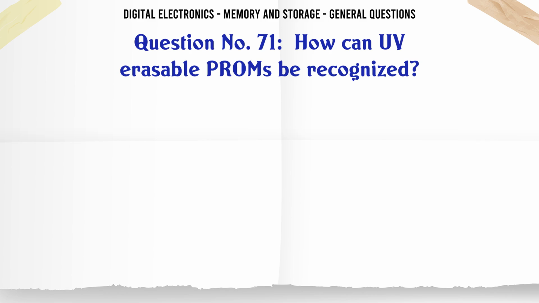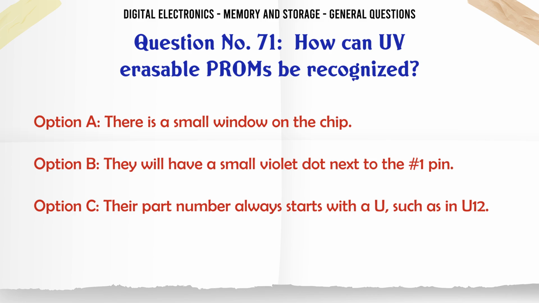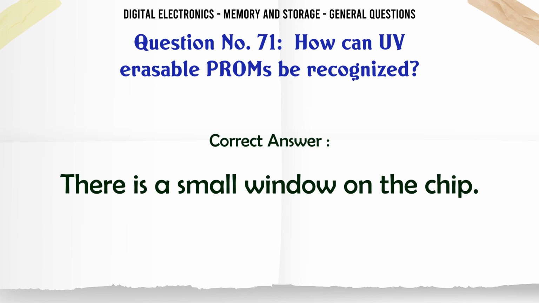How can UV erasable PROMs be recognized? A. There is a small window on the chip. B. They will have a small violet dot next to the 1 pin. C. Their part number always starts with a U such as in U12. D. They are not readily identifiable since they must always be kept under a small cover. The correct answer is, there is a small window on the chip.